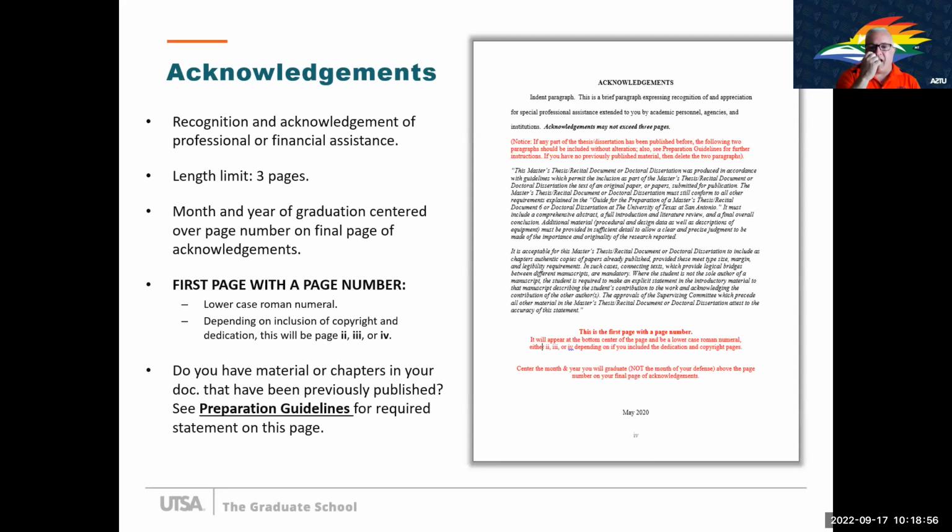Acknowledgements follows the dedication. This is going to be the first page with a page number. Now, this is where it can get a little confusing. So let's say you have a title page, you have a copyright page, you have a dedication. That means the acknowledgements page will start with lowercase Roman numeral 4. Okay.